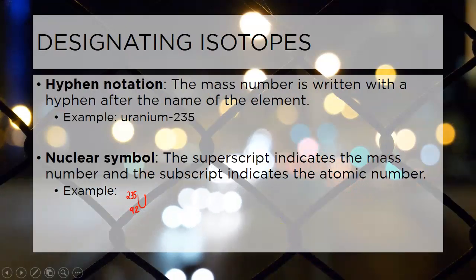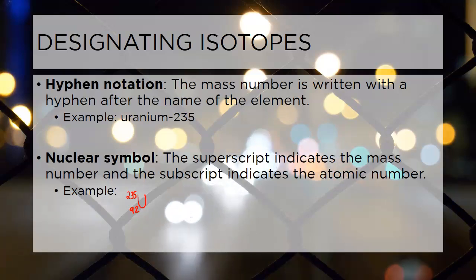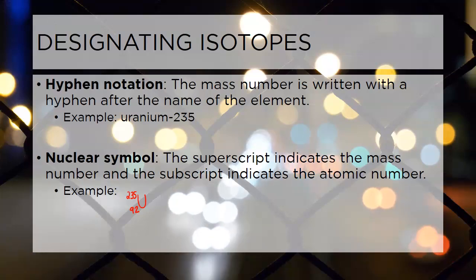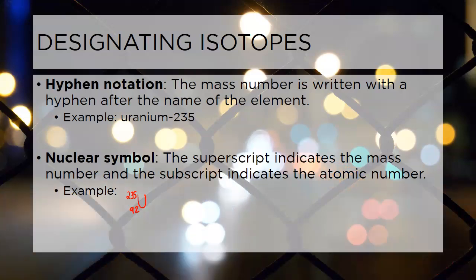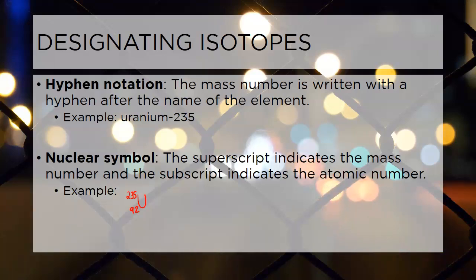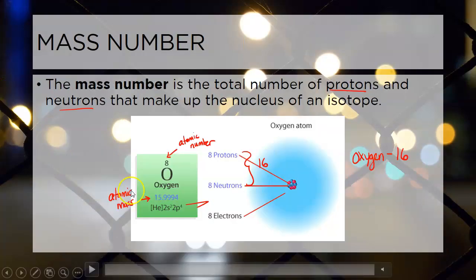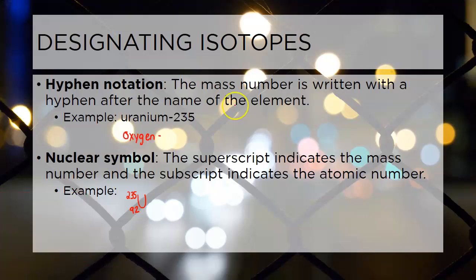So let's talk about a couple different notations with isotopes. We have hyphen notation, which is the way I say the isotope. Like if I have an isotope of uranium-235 or uranium-238, I'm going to write that out with the element name, dash, the mass number. So for instance, that oxygen isotope would be oxygen-16.